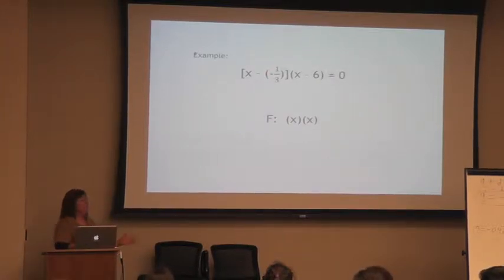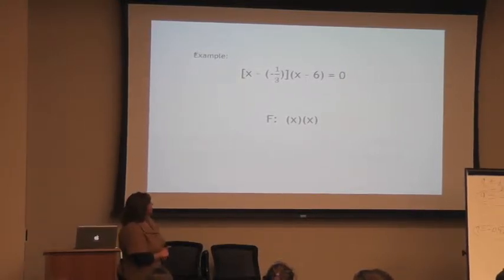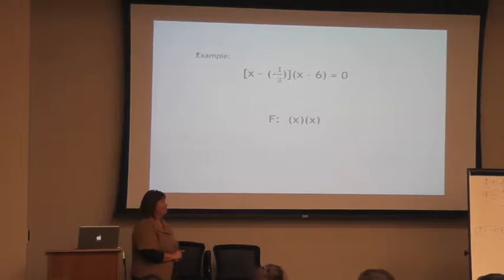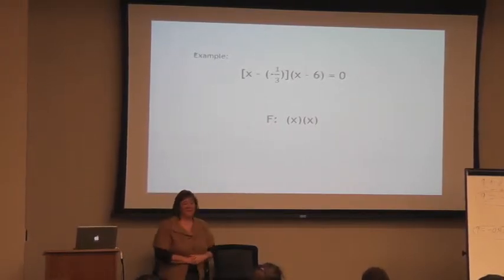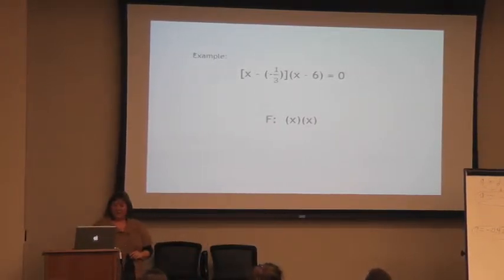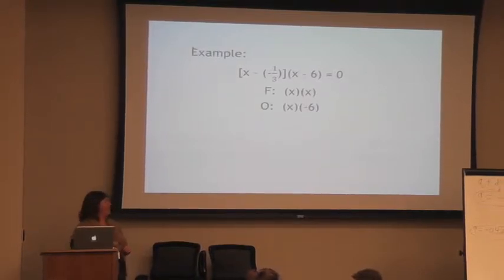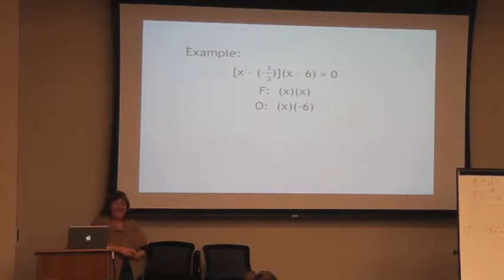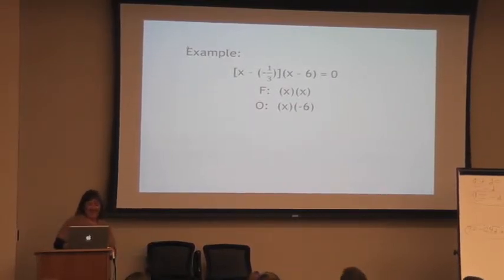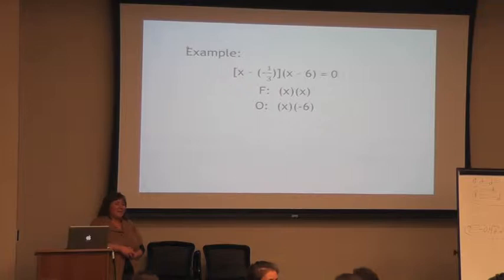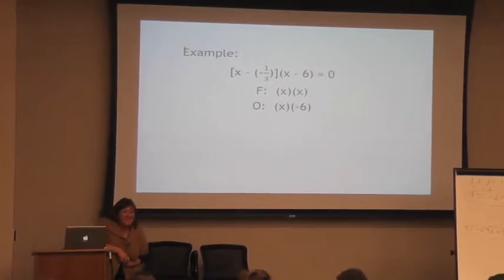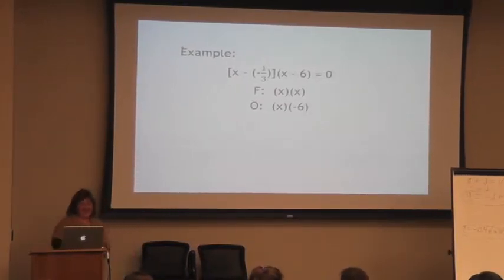I did have another example. We've already been given our x, so we do our first term, which is x times x. What is our next term? X times -6. And then 1/3 times x. Is it -1/3? No, positive 1/3. Very good.